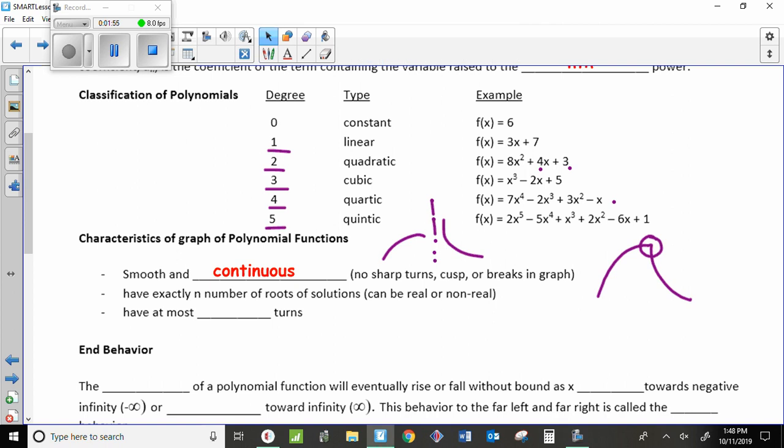Now also, there is exactly that number of roots or solutions, which can be real or non-real. So if the degree is 4, then there will be exactly 4 solutions. And there can be at most n minus 1 terms. So it doesn't mean that if the degree is 4, there should be 3 terms. It could be at most 3. So it can be 2, it could be 1. The most will just be 3.